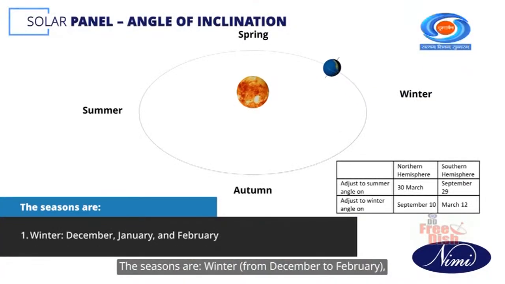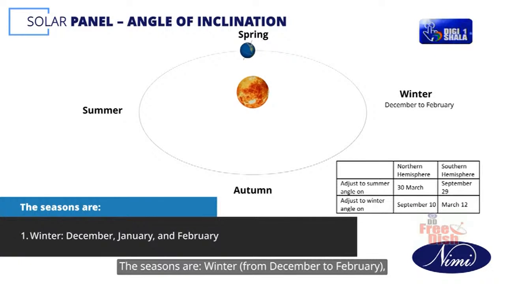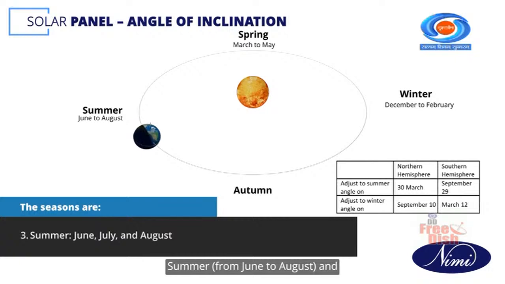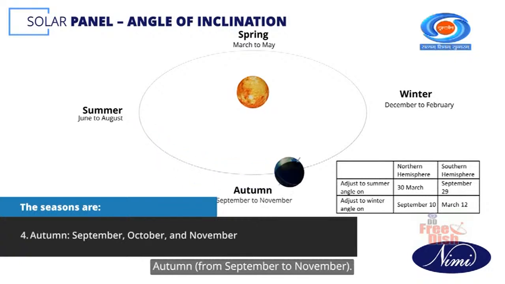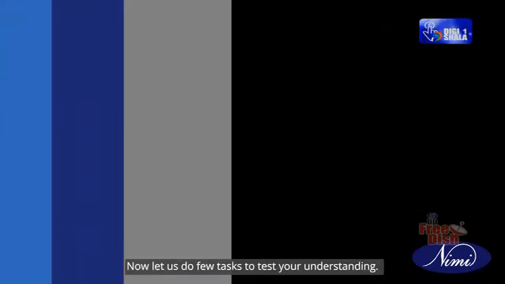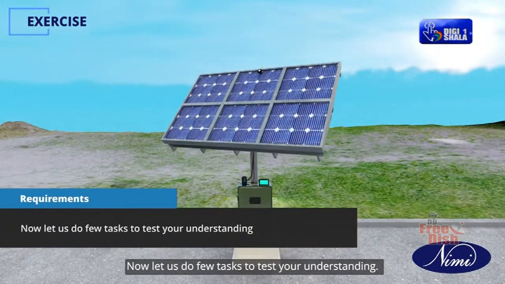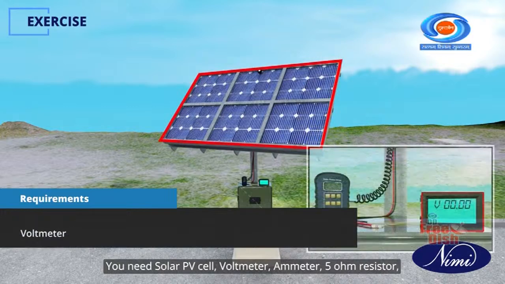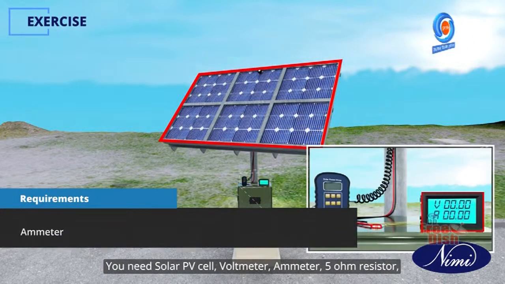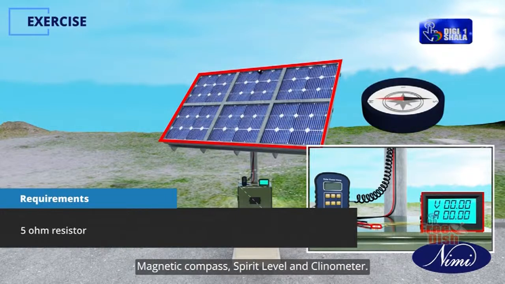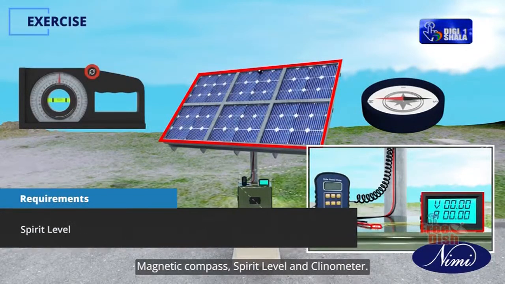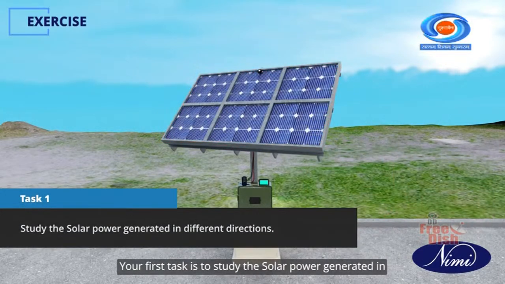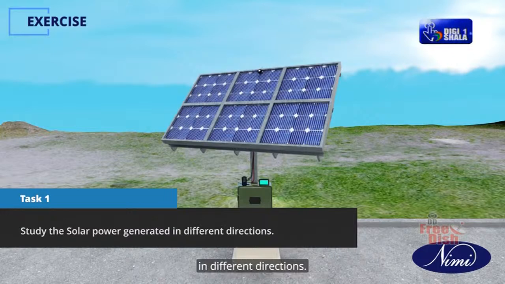The seasons are winter from December to February, spring from March to May, summer from June to August, and autumn from September to November. Now let us do few tasks to test your understanding. You need solar PV cell, voltmeter, ammeter, 5 ohm resistor, magnetic compass, spirit level, and clinometer. Your first task is to study the solar power generated in different directions.